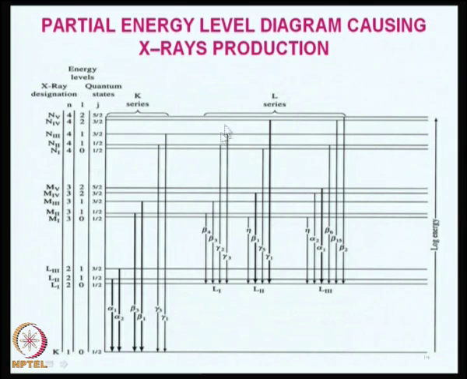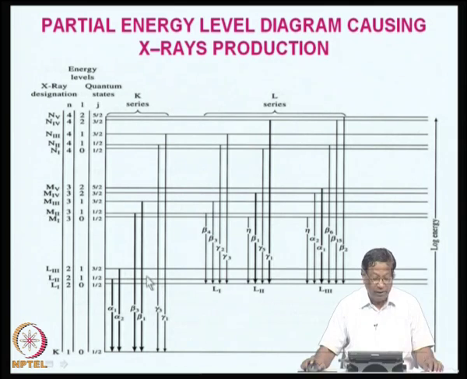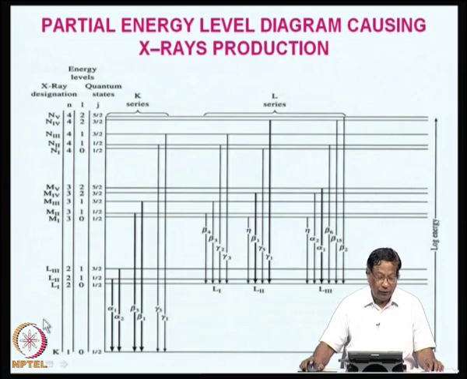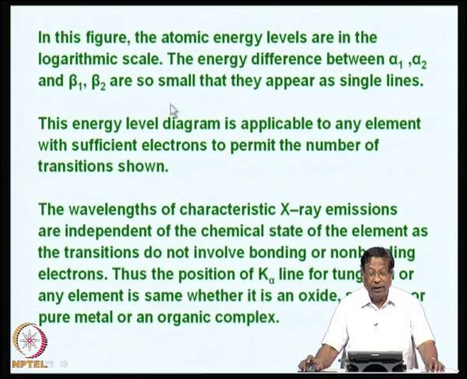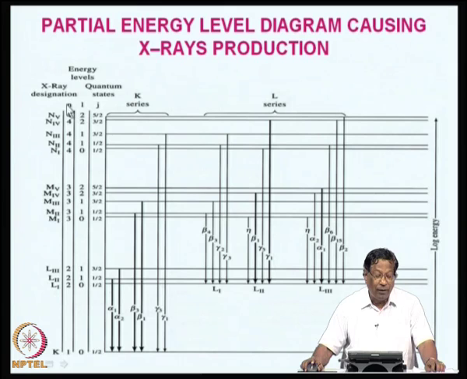Now, this is the partial energy level diagram causing X-ray production. Here I have shown you alpha 1, alpha 2, beta 1, beta 2 etc. And the left part of this figure is the K series and the right part is the L series. They also contain some of the fluorescence lines. So, in this figure you can see that the energy levels on the left axis versus the abscissa are on the logarithmic scale.